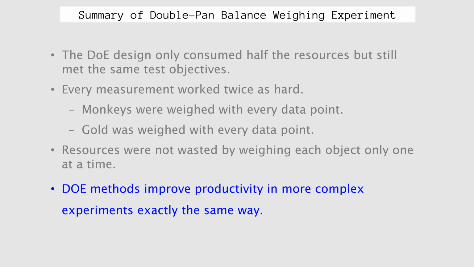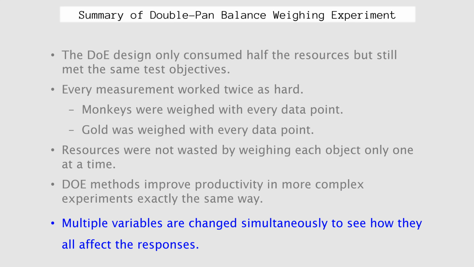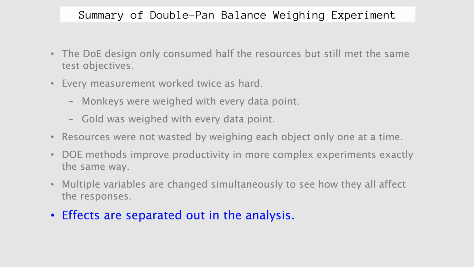DOE methods improve productivity in more complex experiments in exactly the same way that I just showed you with the double pan weighing experiment. Multiple variables are changed simultaneously to see how they all affect the responses. And then the effects are separated out in the analysis. Now, let's talk a bit more about the analysis phase.